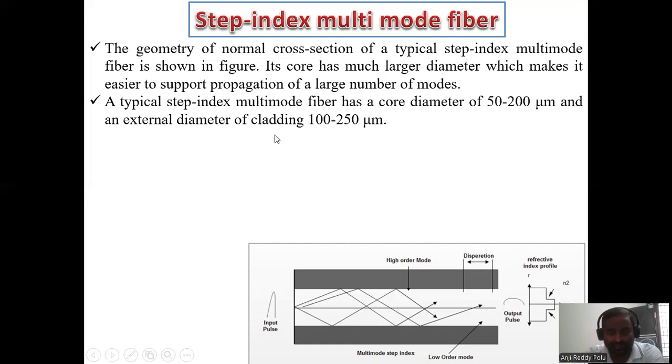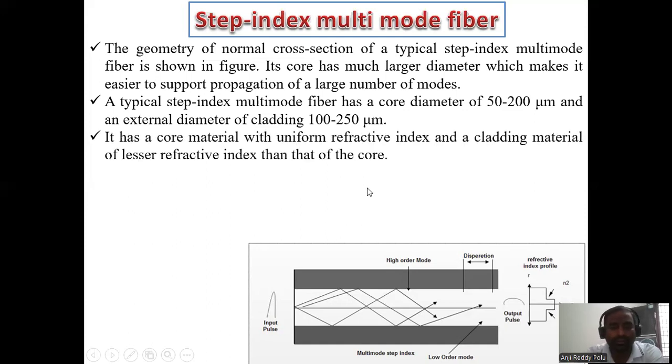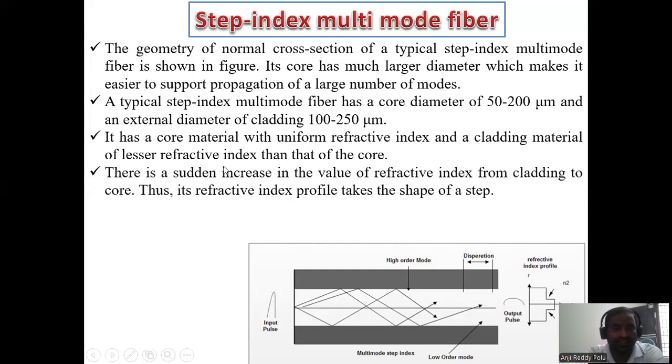Compared with single mode fiber, these values are very large because here we have to send more than one light ray. It has core material with a uniform refractive index and a cladding material of lesser refractive index than that of the core. Both refractive indices are uniform, but compared with the core refractive index, the cladding refractive index is less. There is sudden increase in the value of the refractive index from cladding to core. When we are moving from core to cladding, the refractive index decreases suddenly.